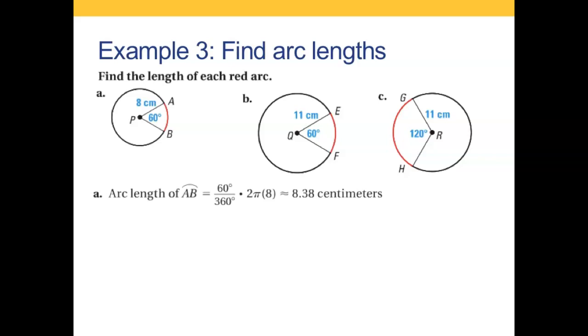You can also think of this as finding the circumference and then finding that fractional part of the circumference. So if the circumference is 2 pi times 8, you want to find the portion, the fractional part of that circumference that is accounted for. And you know that that fraction is 60 over 360, or 1/6 of the entire circle.